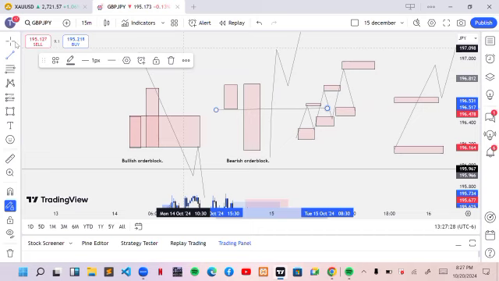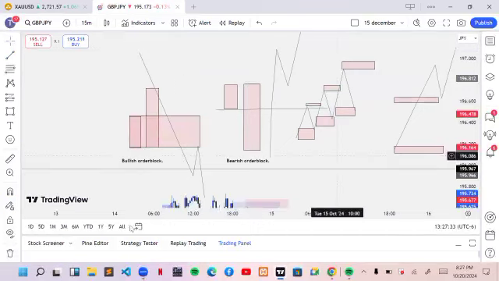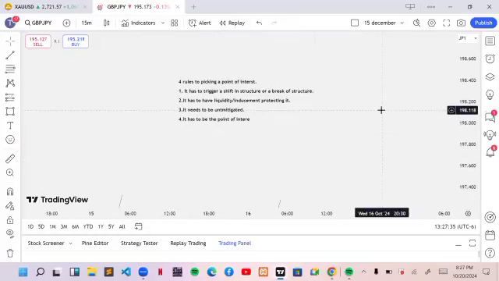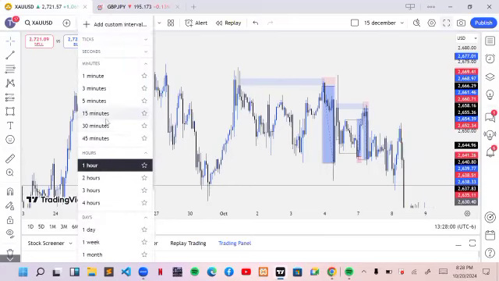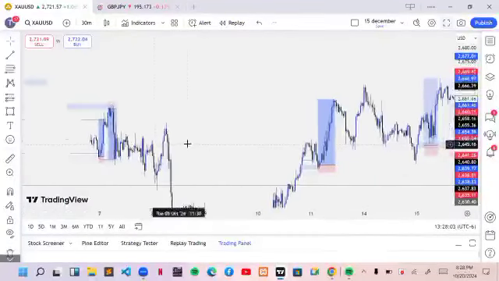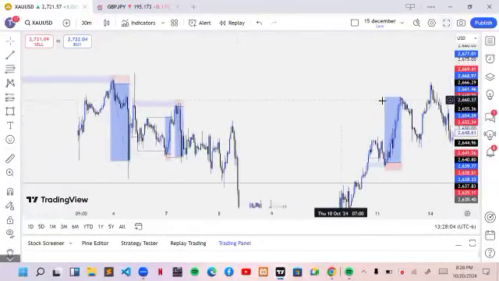Now, how do you know when to make use of which POI? How to know when to make use of the order block and how to know when to make use of the breaker block? So there are four key rules I pay attention to when picking a point of interest so that I can know how to pick the valid one. So number one rule that I pay attention to is it has to trigger a shift in market structure or a break of structure. You have to make sure that your point of interest triggers a shift in market structure or a break of structure. While going through those rules, I'll be giving an example with a trade I took.